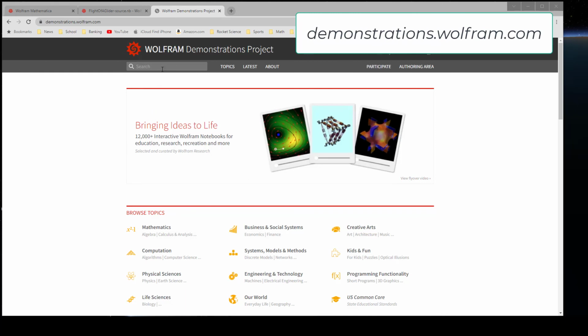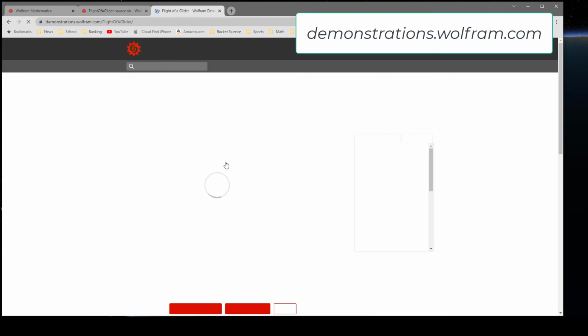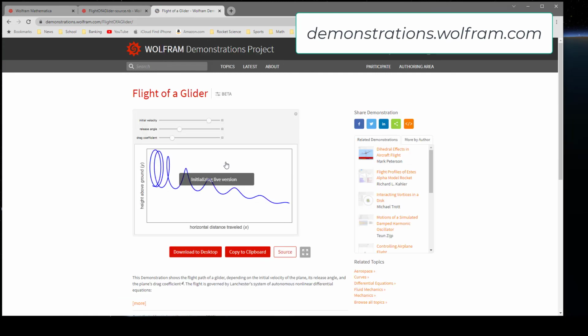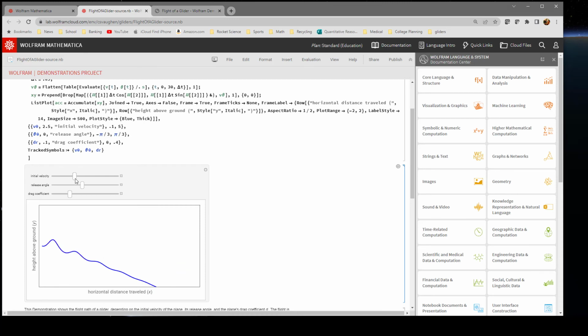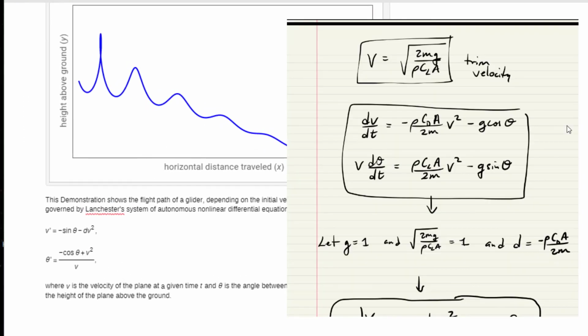So I'll wrap up by returning to the solution to the system of differential equations and to this publicly available applet at the Wolfram Demonstrations Project. You can find this applet by just typing gliders in at the website shown here. The code in this applet is much more sophisticated than what I created in my demos earlier. This app provides sliders for the speed and the angle of release and for the drag.